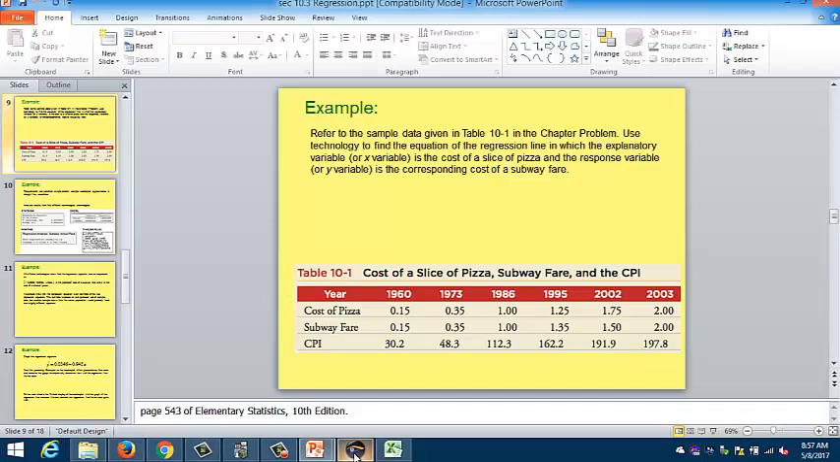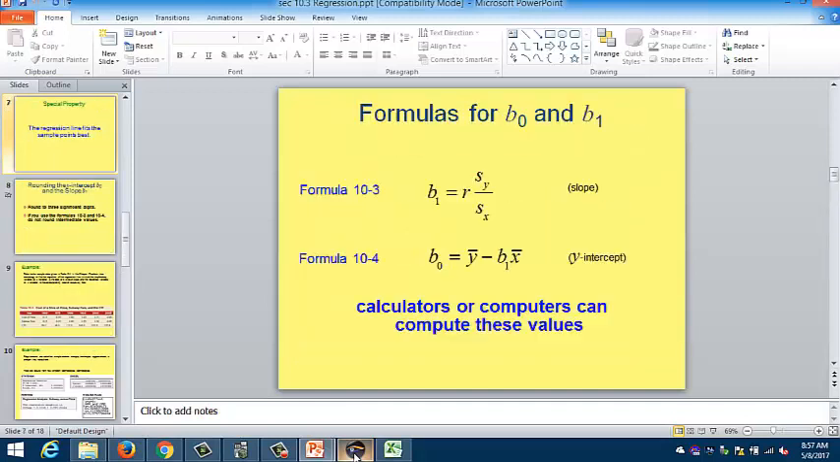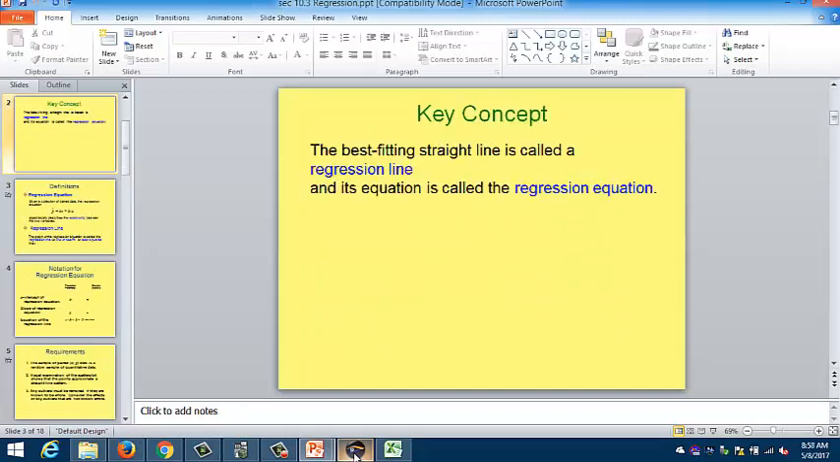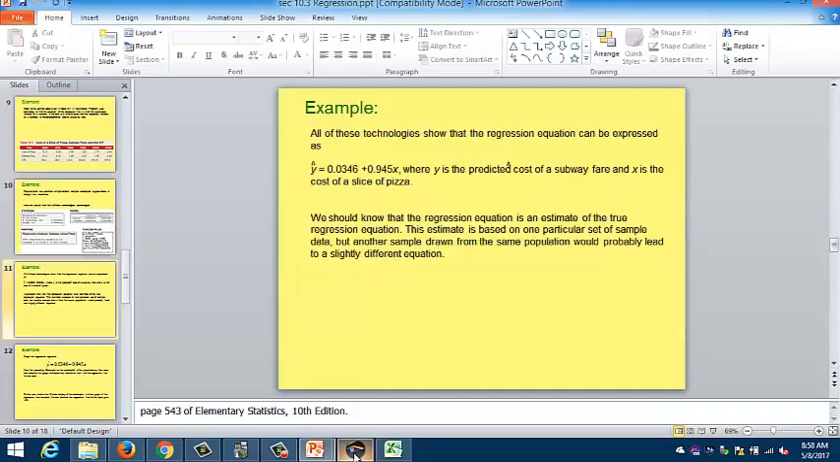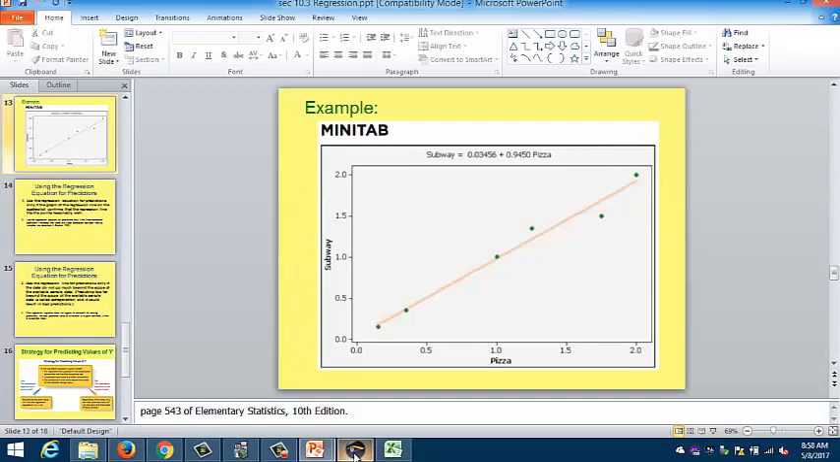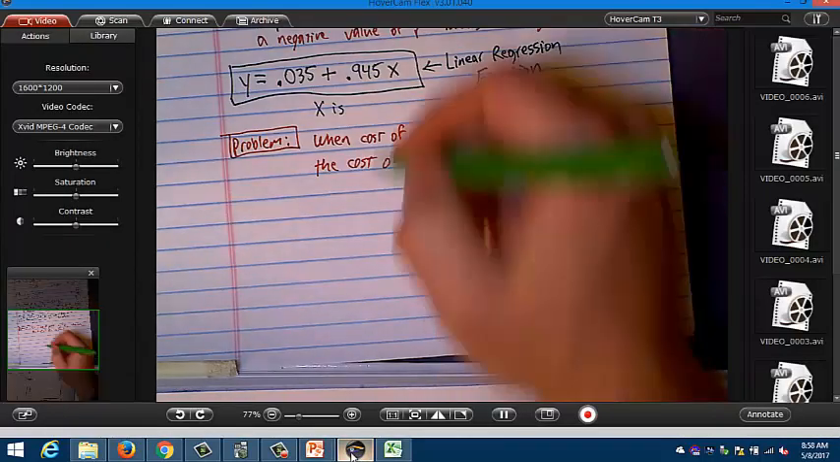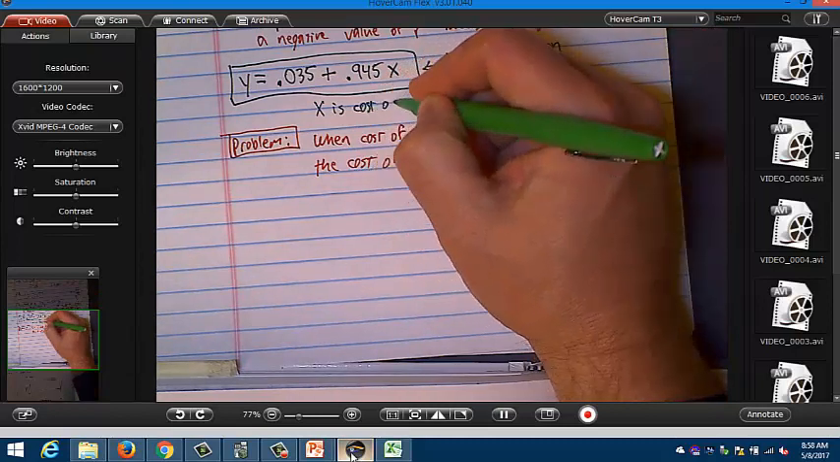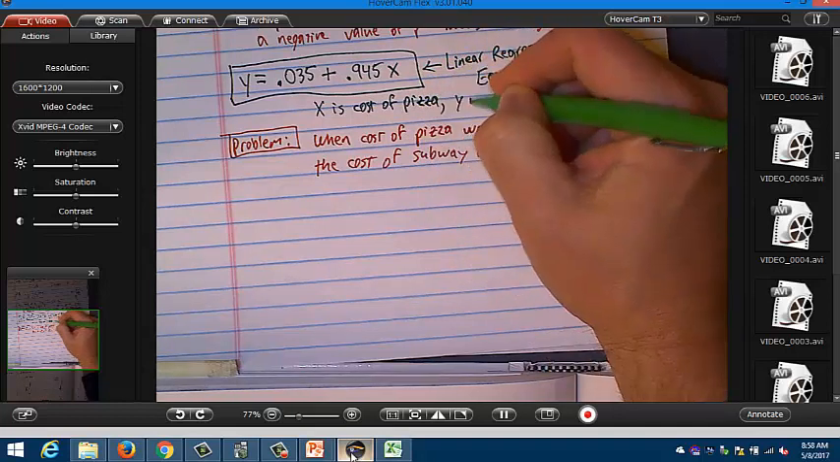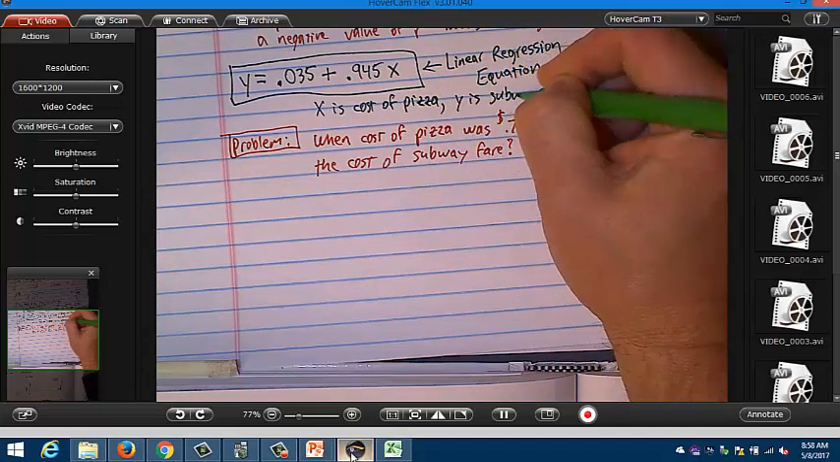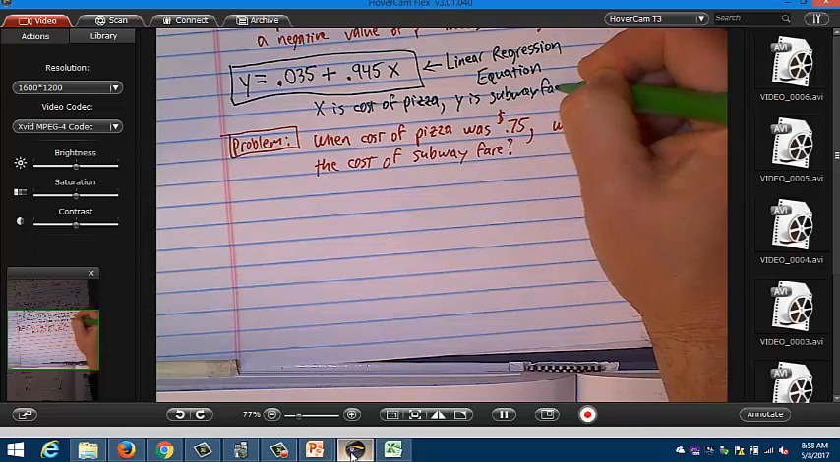I have X as the cost of pizza, right? Because my picture, where's the graph? Yeah, X is the cost of a slice of pizza. It's important that I keep track of which is which, right? So X is the cost of pizza. Y is the Subway fare. Let's keep that straight. All right, now I'm ready to answer the question.